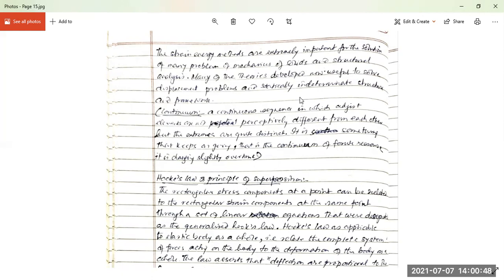So a continuum is a continuous sequence in which adjacent elements are not perceptually different from each other, but the extremes are quite distinct. It keeps going, changing slightly over time and slightly over time itself.